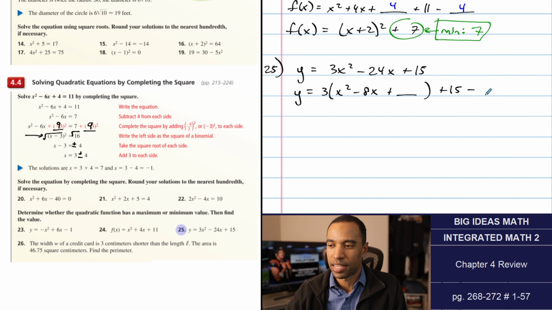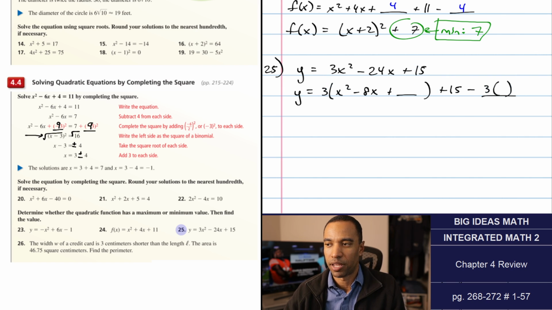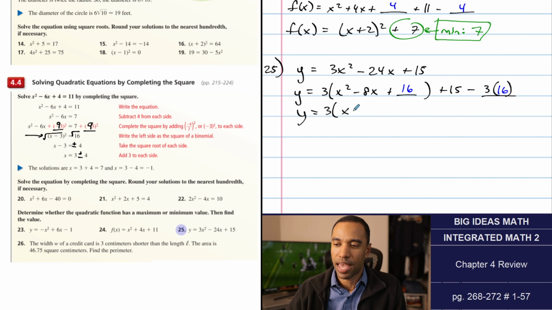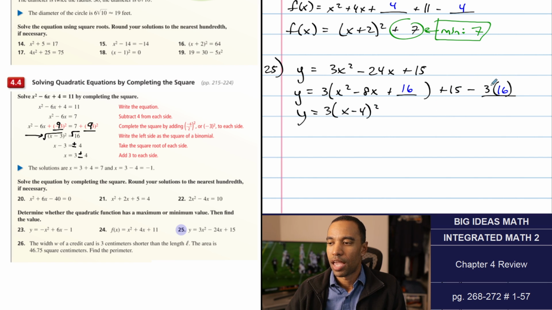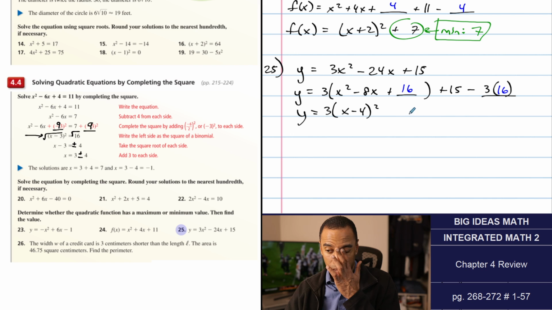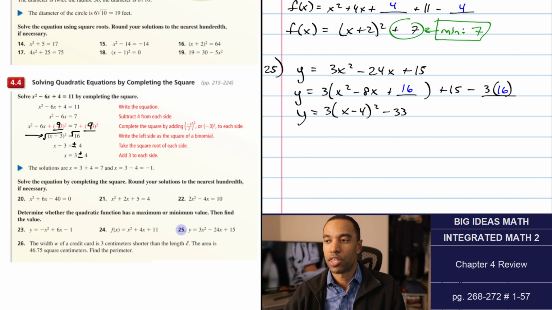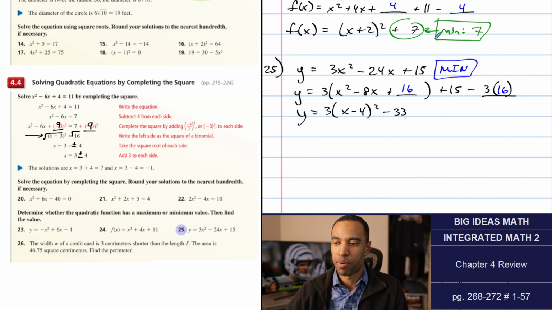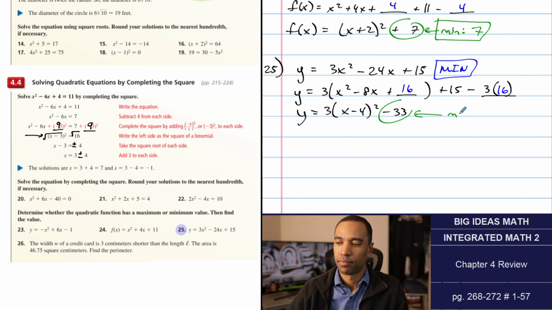We're going to find another value that completes the square. And then we will subtract that here, keeping in mind that that number will be multiplied by 3, just like this number is multiplied by 3. Negative 8 divided by 2 is negative 4. Negative 4 squared is 16. This will also be a 16. So this factors into y equals 3 times x minus 4 quantity squared. And 15 minus, looks like 48, is negative 33. By the way, this thing has a minimum because the a value is positive. Negative 33 appears to be that minimum.